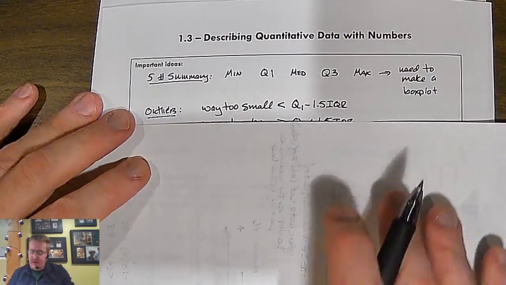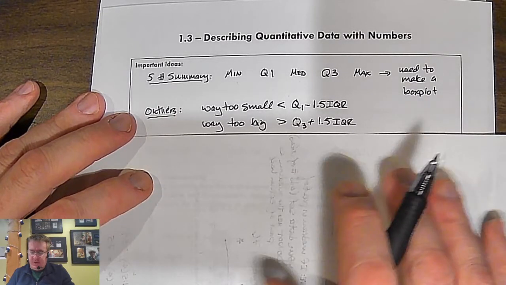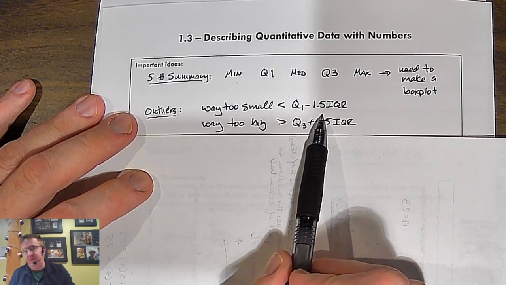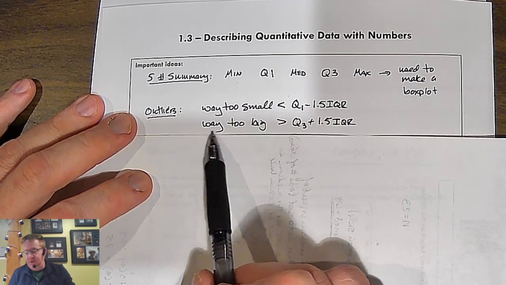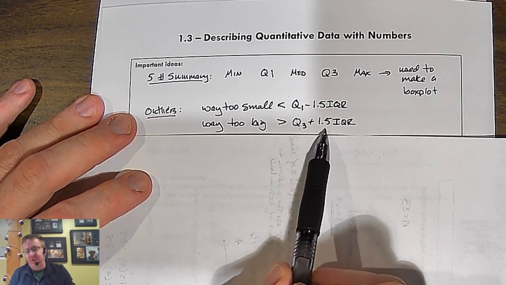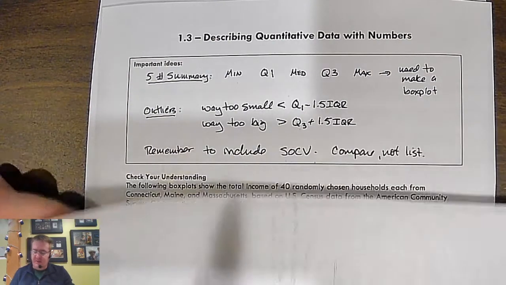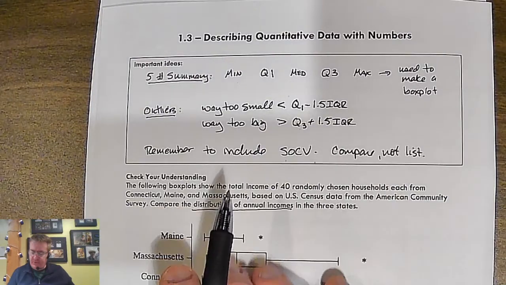Your outliers, there are two ways to get your outliers. Way too small is always going to be less than quartile 1 minus 1.5 interquartile ranges. And way too big is going to be greater than quartile 3 plus 1.5 interquartile ranges, or the value of the interquartile range.